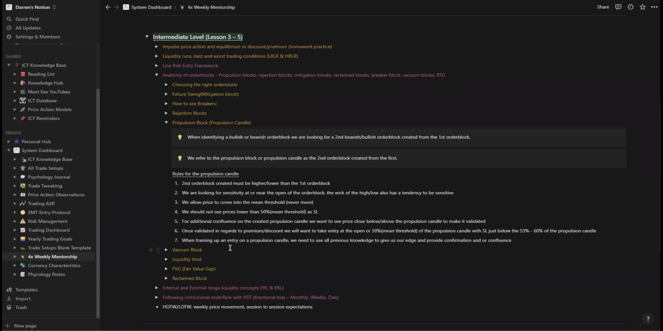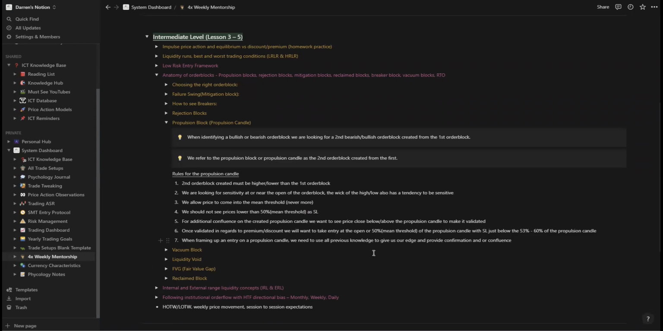And then when framing up an entry on a propulsion candle, we need to use all previous knowledge. So it's not just, oh, it's a propulsion candle, okay, I'm going to sell now. You want to use other things to your advantage that you have either learned or are going to learn in the future as part of a confirmation confluence system. So it's not just, okay, there's a propulsion candle, I'm going to buy it now. You're going to confirm and confluence that with other things you have learned, already know, or are yet to learn in the future.